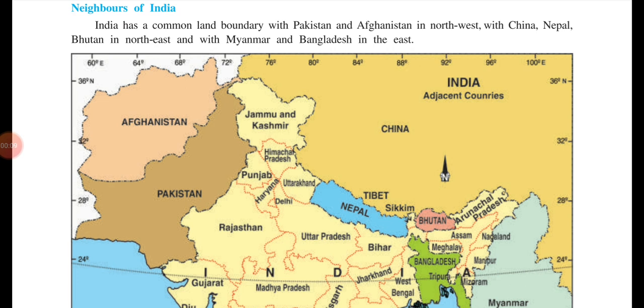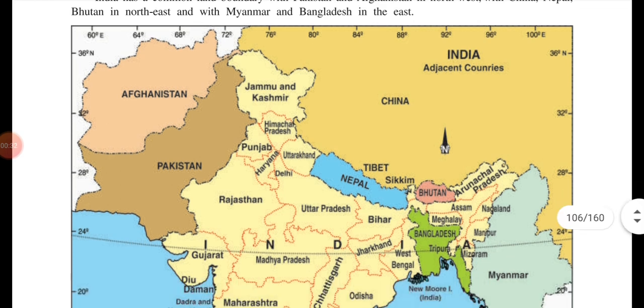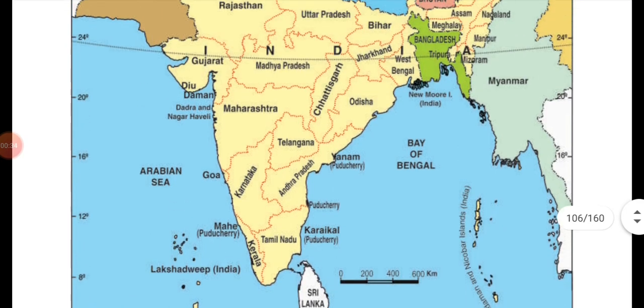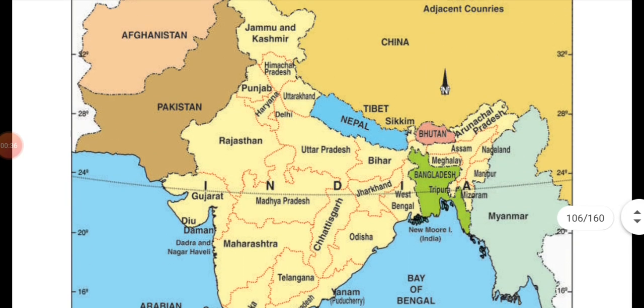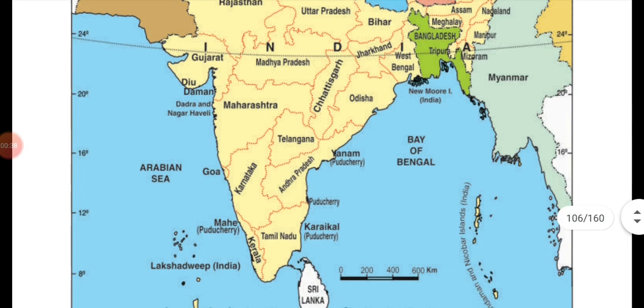Let's begin from the topic Neighbors of India. India has a common land boundary with Pakistan and Afghanistan in the northwest, with China, Nepal, and Bhutan in the northeast, and with Myanmar and Bangladesh in the east. So India has a common boundary with the following countries. You can go through the map for it.